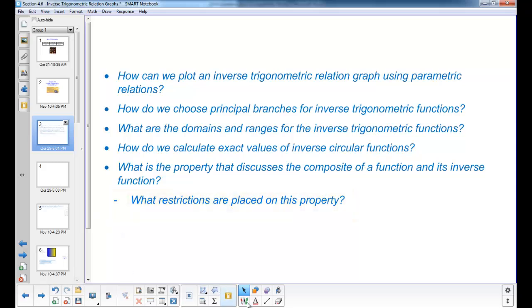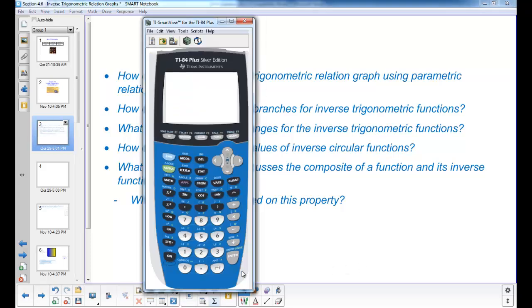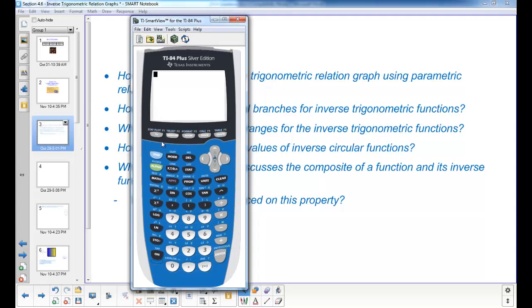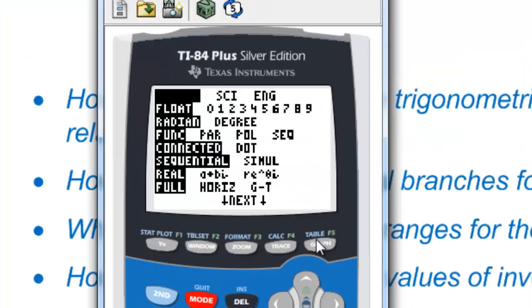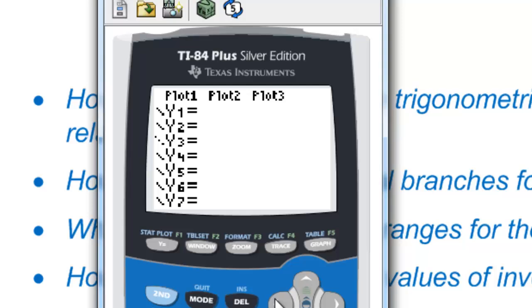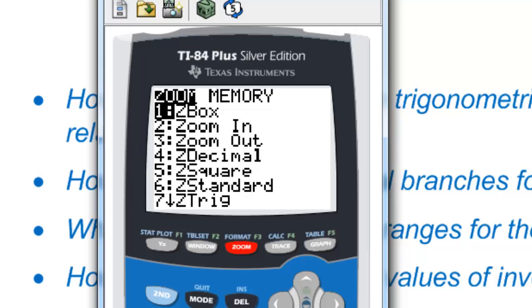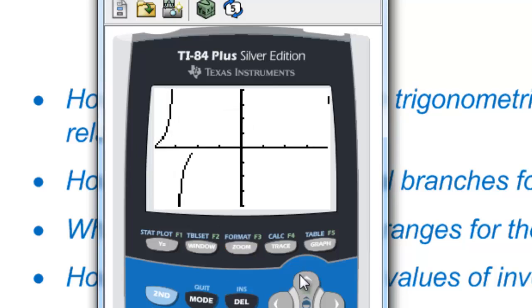Let's start by looking at the graphs of the inverse trigonometric relations. I'm going to pull out my trusty calculator and check that I am in function mode and radian mode. I'm going to start by graphing the function tangent of x. And I'm going to do a zoom 7 trig so that the window is appropriate for a trigonometric function. And we can see the repeating pattern of the tangent function, which repeats every 180 degrees or pi radians.